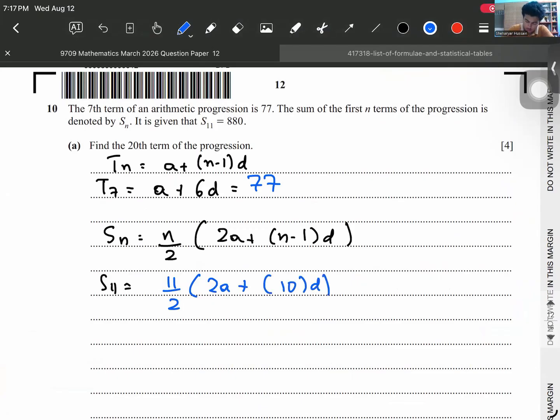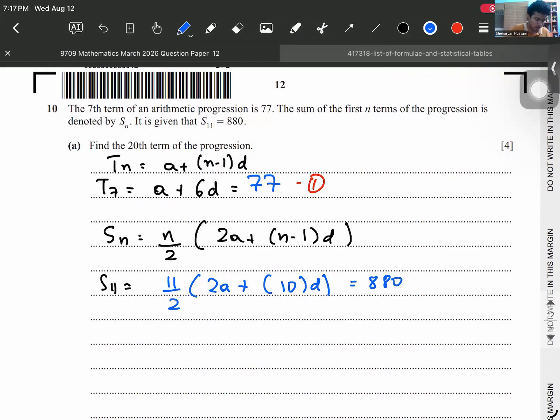Okay, what have they said? This equals 880. So what we can do here is we're just going to make two equations, right? And then we're going to equate them together. This is the first equation. Let's simplify the other equation. So simplifying the other equation, what do we get?